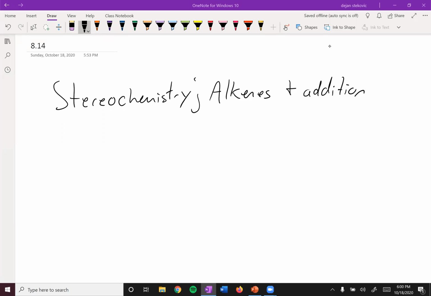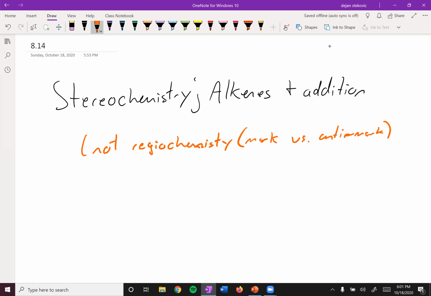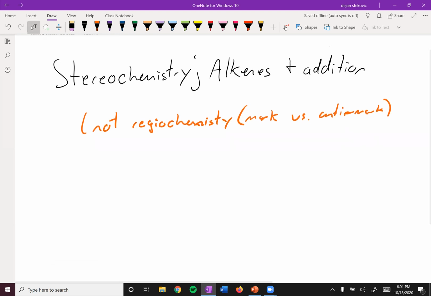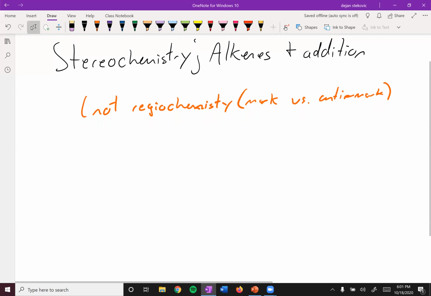All right, so let's talk about one of the more complicated aspects of these reactions, and that's the stereochemistry between these alkenes and these addition reactions. So notice that I'm talking about stereochemistry, not regiochemistry. Regiochemistry would be something like Markovnikov versus anti-Markovnikov. So we're not talking about which one's going to go on the more substituted or the less substituted. We're talking about the stereochemistry of our products.